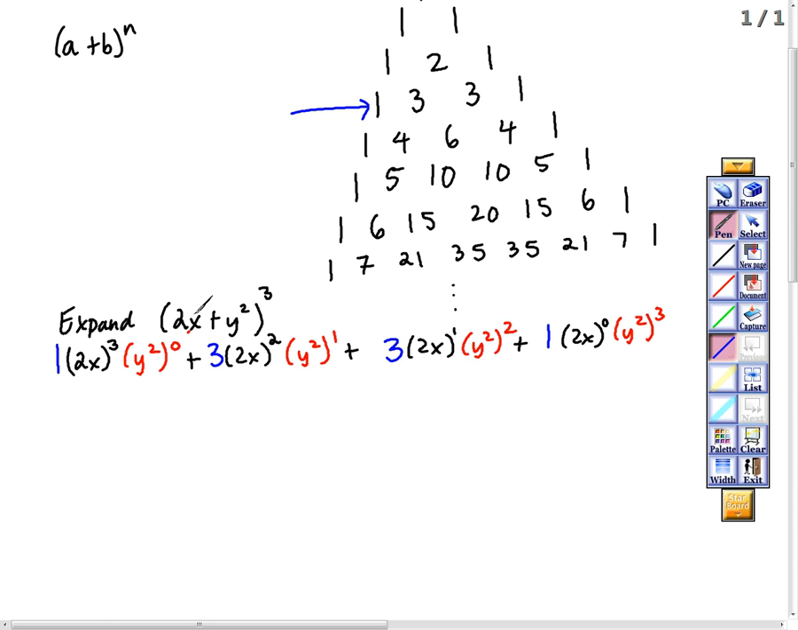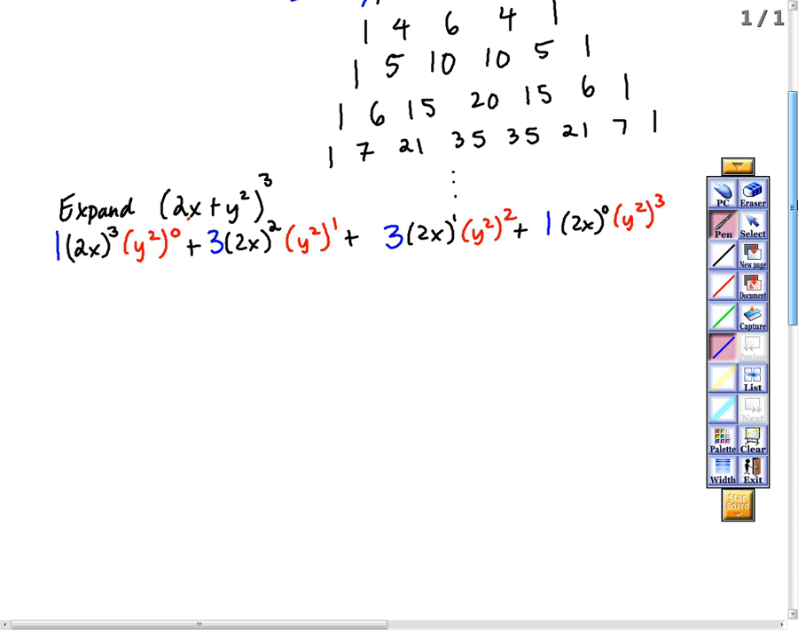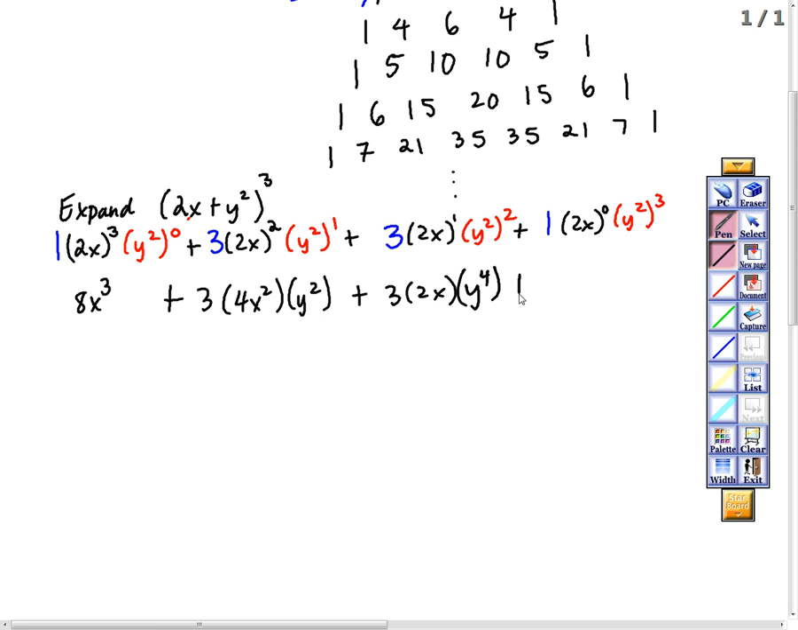This is a lot faster than if you just write this 3 times side by side and expand it out. So then we just worry about these powers. How do we expand these things with powers? We have 2x all cubed, that's 8x cubed. We have y squared to the 0, so that's 1, plus 3 times 2x squared, that's 4x squared, and then we also have a y squared from that term. Then we have 3 times 2x, and then y squared squared is y to the 4th. 2x all to the 0 power is 1. And here we have y squared cubed. When you raise a power to a power, you multiply, so this is y to the 6th.